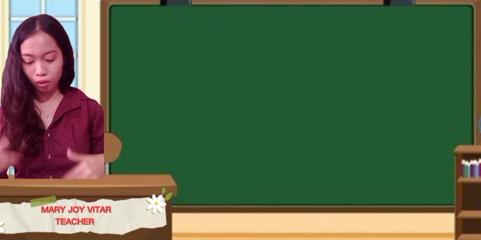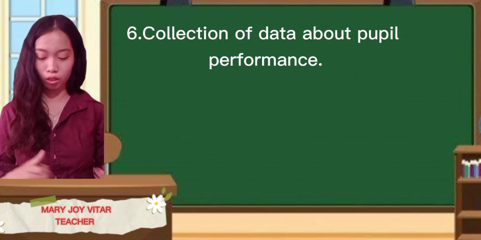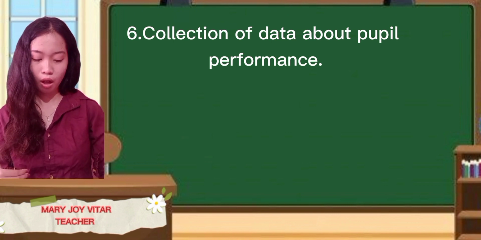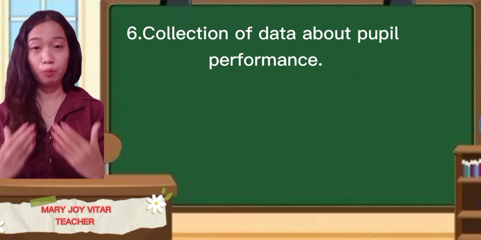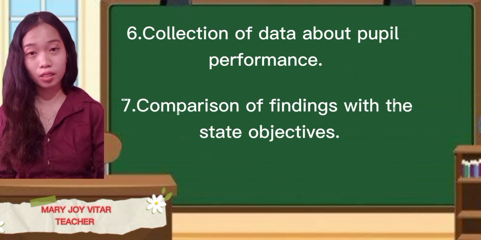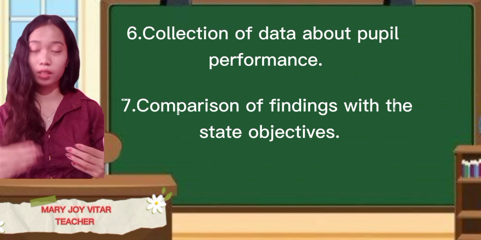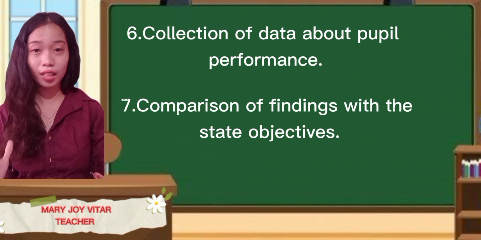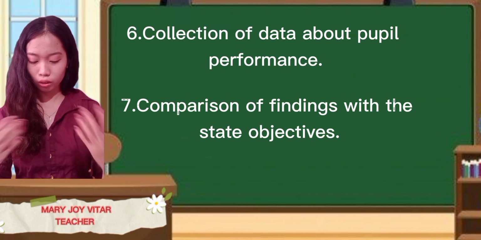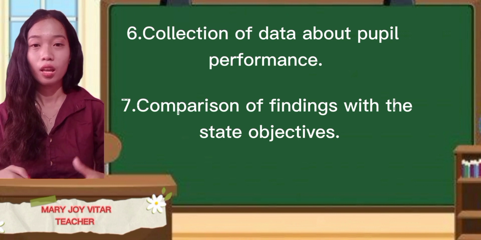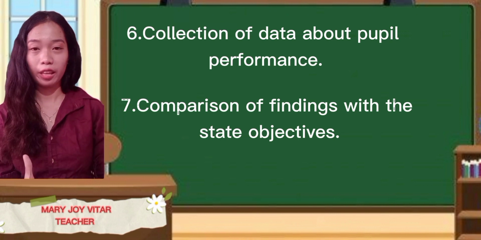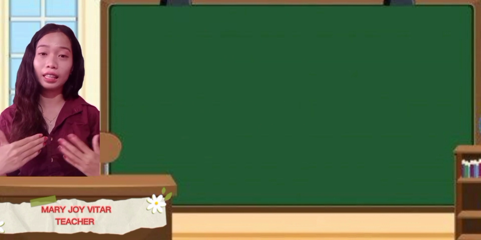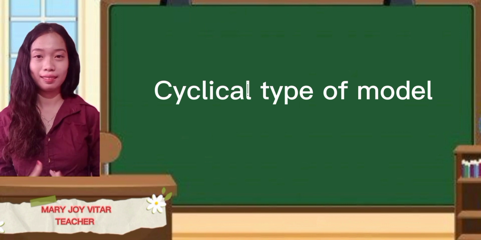The sixth step is collection of data about pupil performance. So you will collect the data of the pupil, collecting new information about the performance of the pupil. Lastly, the seventh step is comparison of findings with the stated objectives. They use compare and contrast to know what the result is, whether it is good or failed. This evaluation model is a cyclical type of model.